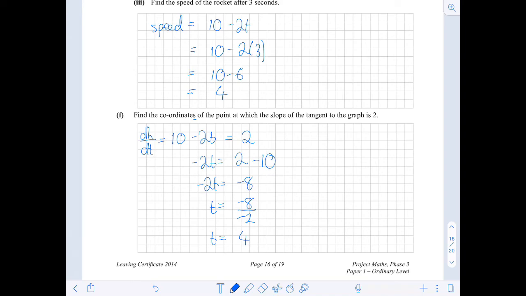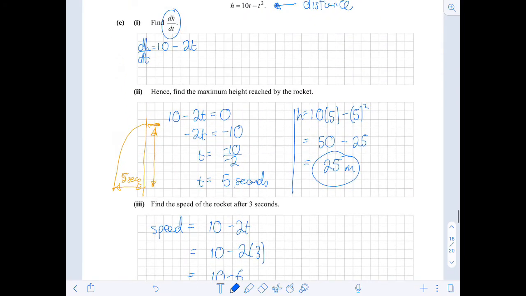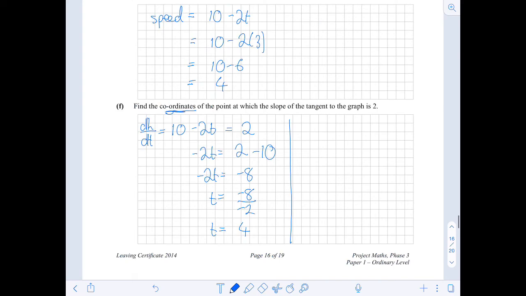Find the coordinates though. So we've only found the t value. We now need to find the h value. So we need some formula for h. And the formula for h is, I probably still have it in my thing.